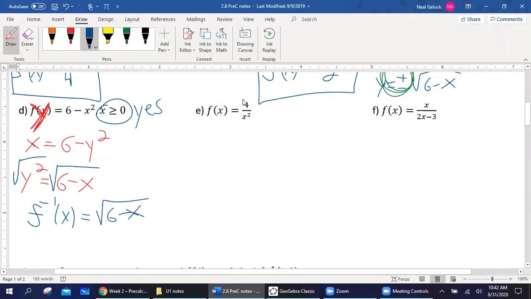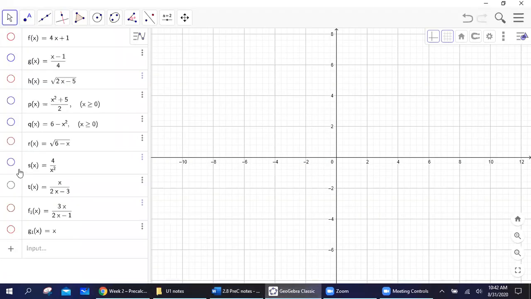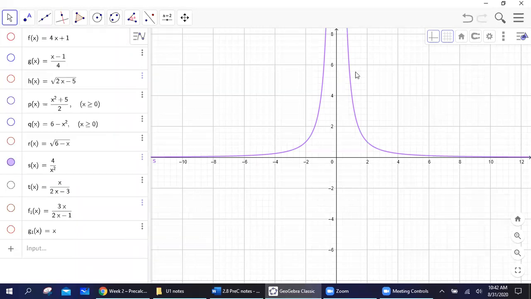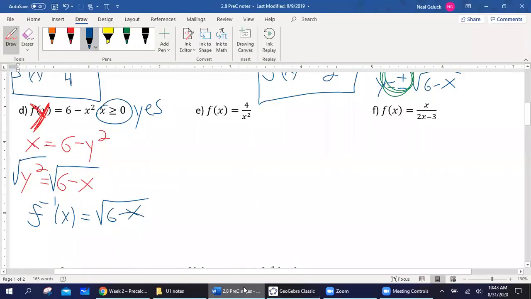For letter E, 4 over x squared. You've done this in previous classes. You may not remember, but it's a rational function. This graph looks like that, which does not pass the horizontal line test. So this one's not one-to-one. So we're done with that one.